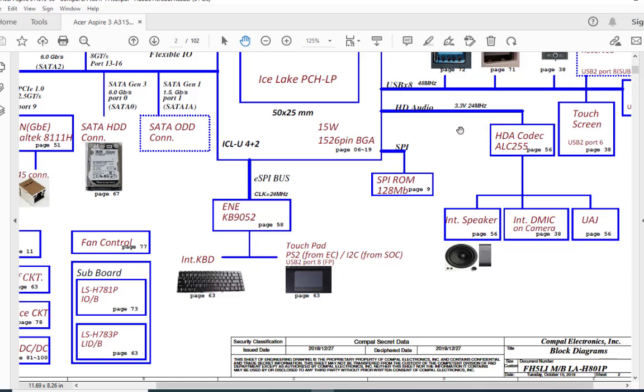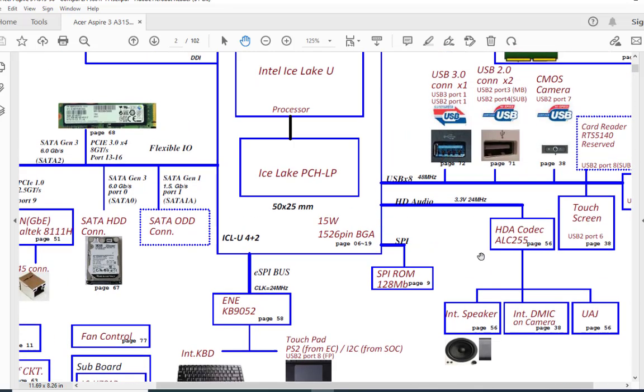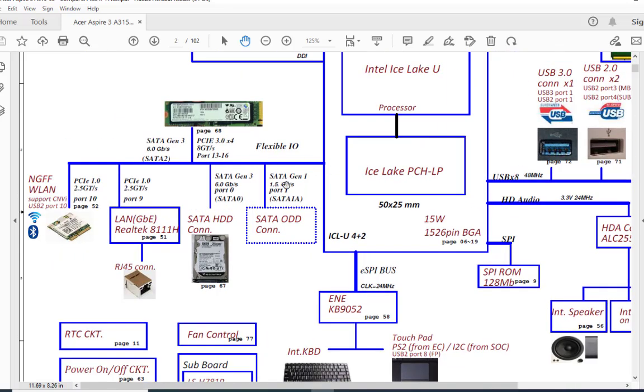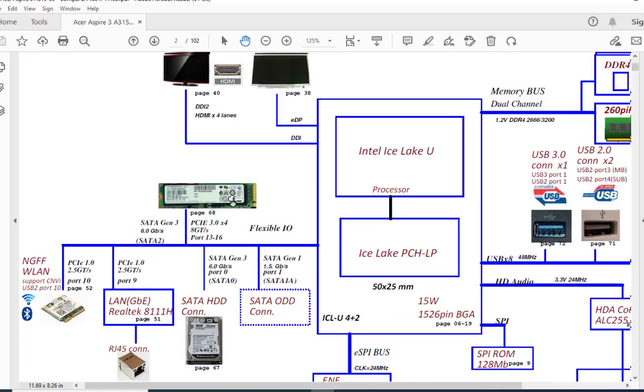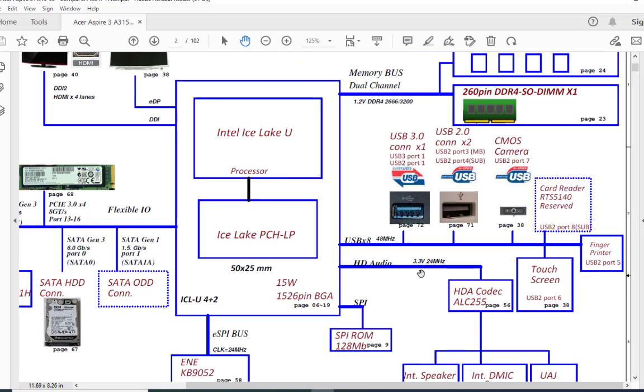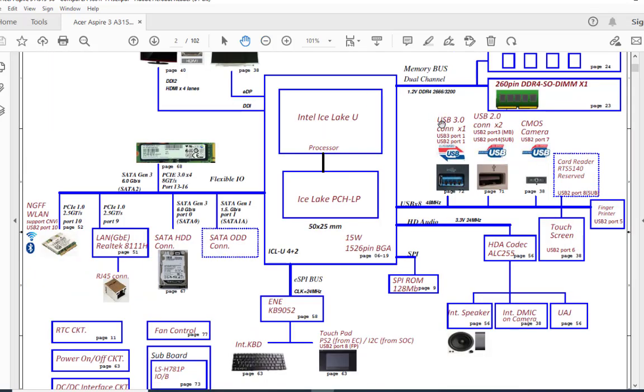Here are the HD audio ports for the sound, USB ports, and here are the IO ports, PCI Express connected to the hard disk, Wi-Fi, or SSD. This diagram has a total of 102 pages, and in any diagram, normally the power section is in the last few pages.